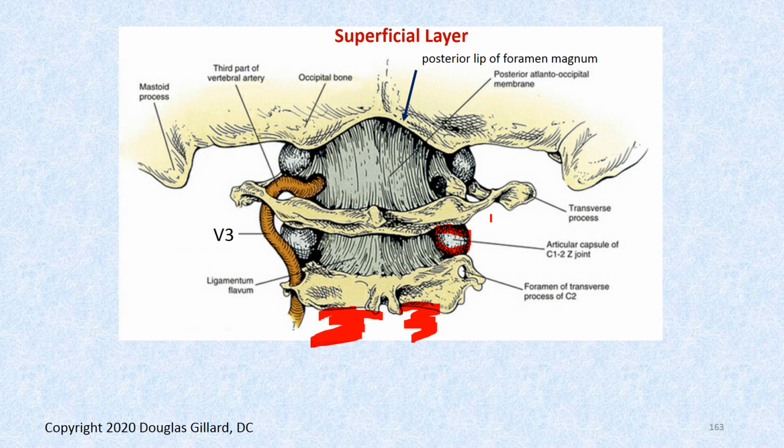And what else do we need to see here? V2. What vertebral artery is that right there? V2 is there. It turns into V3 here. It's V3 here as well. It dives through that posterior atlanto-occipital membrane. The posterior atlanto-occipital membrane is connected into the foramen magnum, which we talked about, the posterior lip of it here.